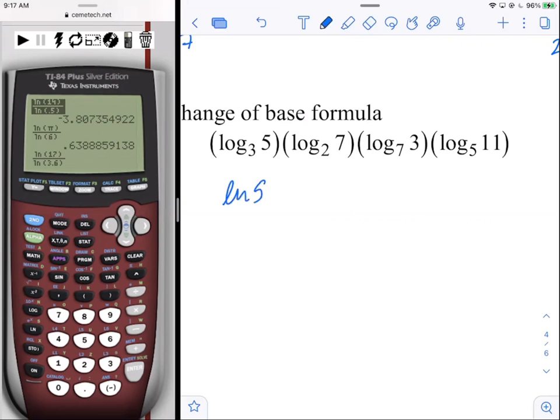All right, here we go. The natural log of 5 over the natural log of 3 times the natural log of 7 over the natural log of 2. Notice what I'm doing here. I'm putting multiplication dots instead of parentheses. You're more than welcome to put parentheses, but it gives it kind of a lighter look.